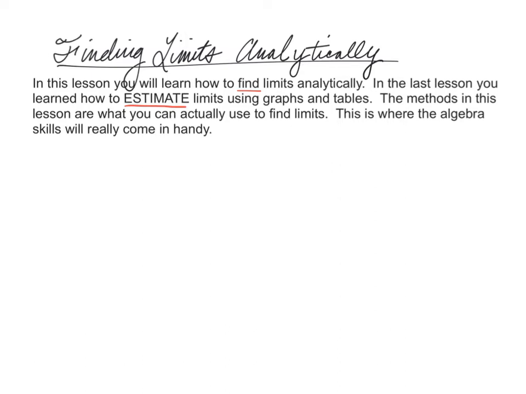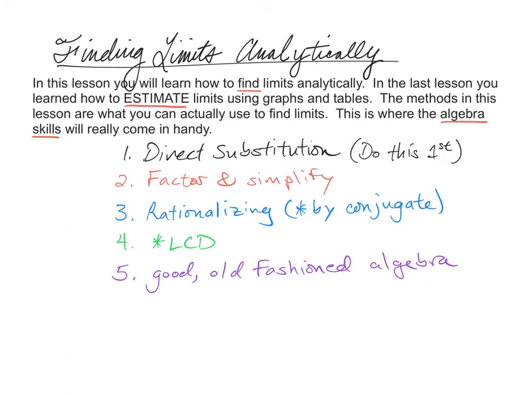This is also where having strong algebra skills will come in really handy. So we will find limits analytically by one of the 5 following methods. The first of which will be direct substitution, and this is always the first thing you want to check. The second method will be by factoring and simplifying, or you may have heard factor and cancel.